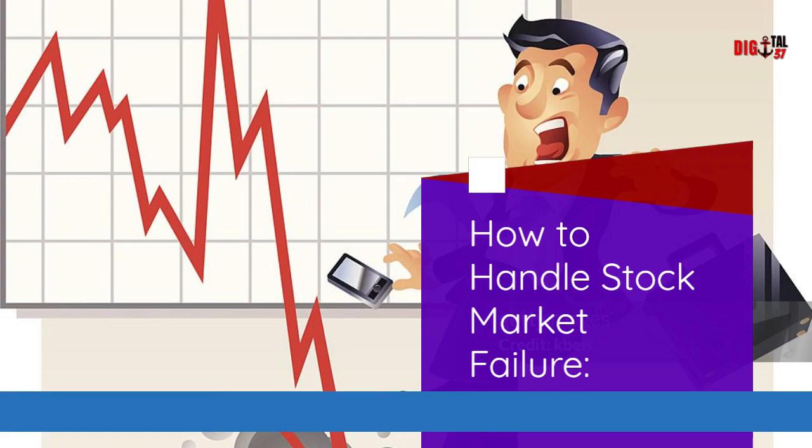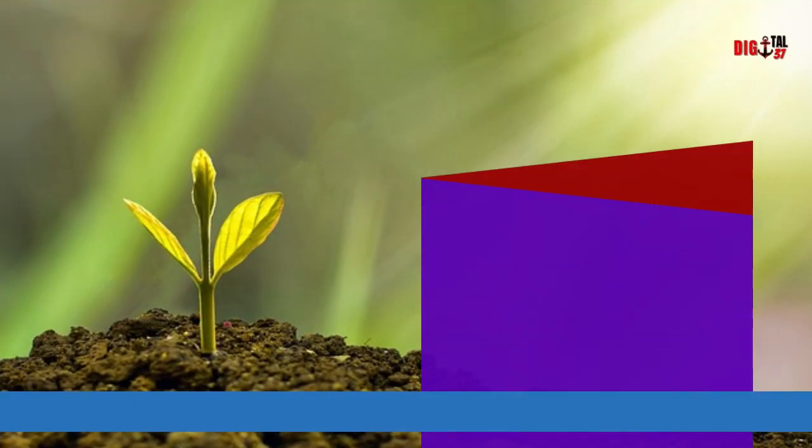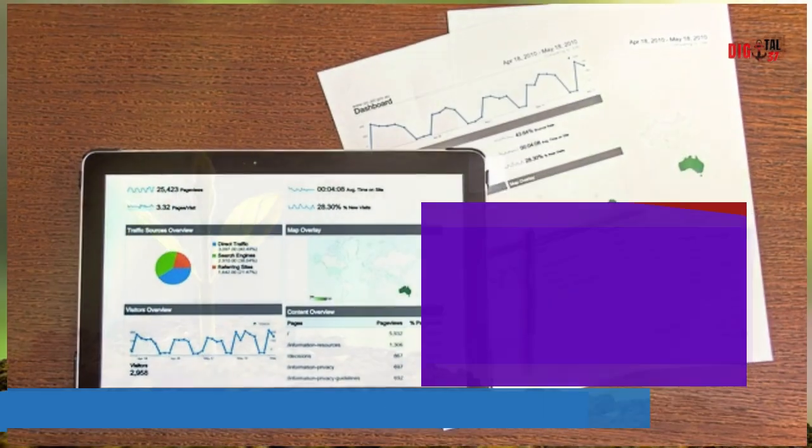How to handle stock market failure. Strategies for dealing with market failure. Stay calm and informed. Avoid impulsive decisions. Stay informed about market conditions and the reasons behind the market downturn.